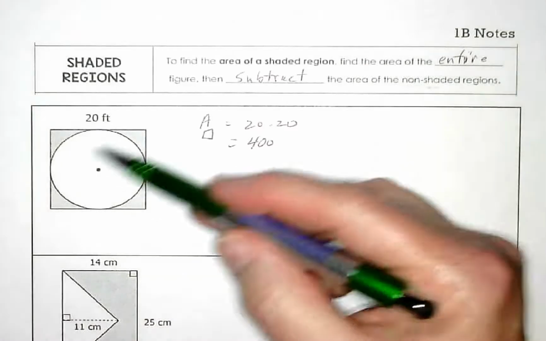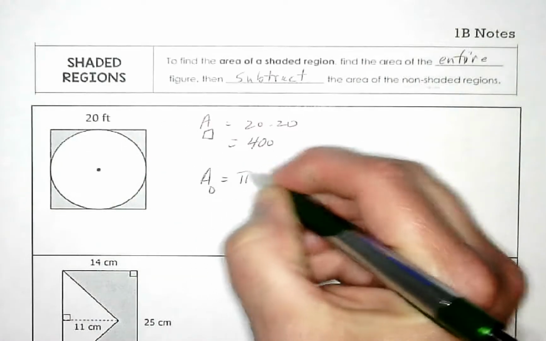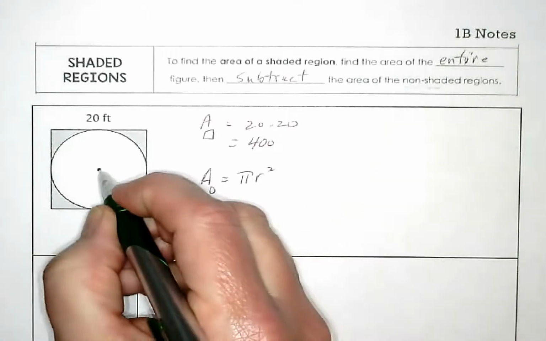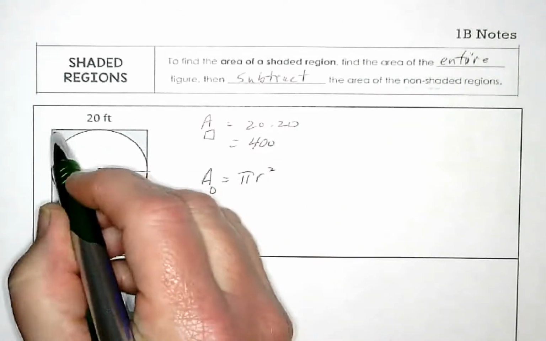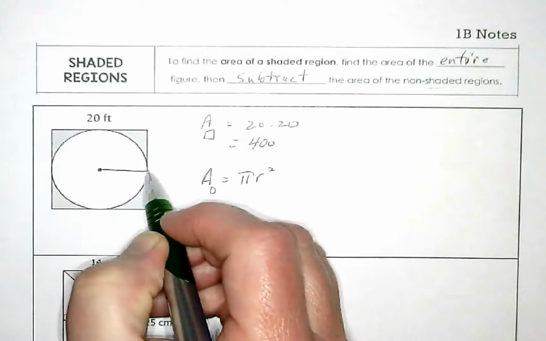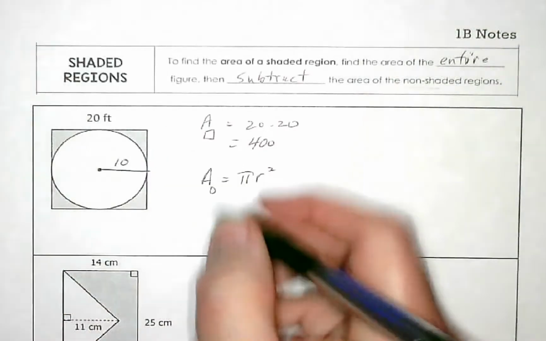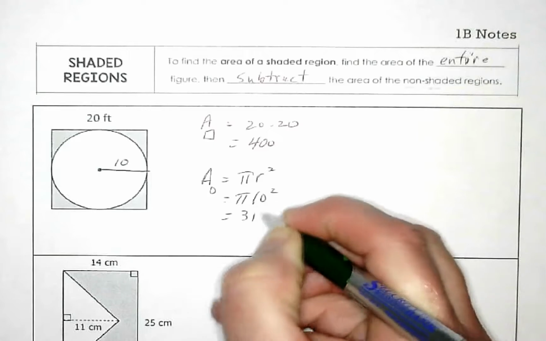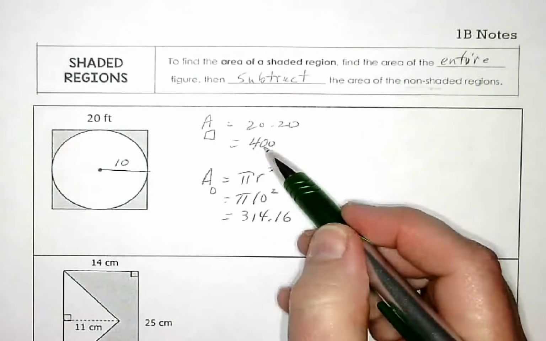And then the piece I don't want is this circle, so I'm going to find the area of that circle. That's pi r squared. Remember, r is the radius. It goes from the center straight out. It's telling me up here that all the way across is 20, so that would make this radius 10. So when I do pi times 10 squared, I get 314.16.